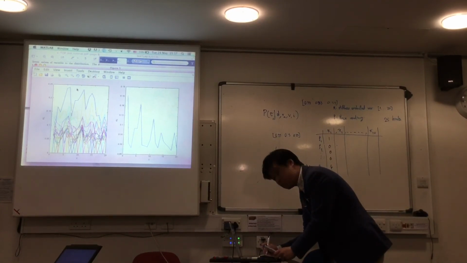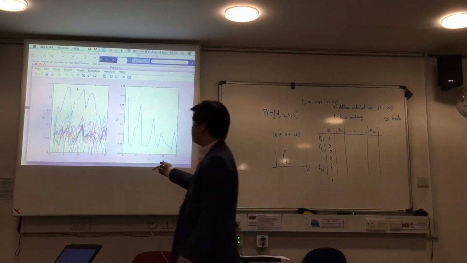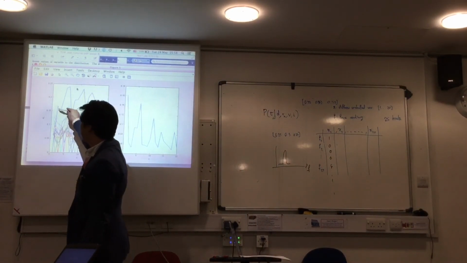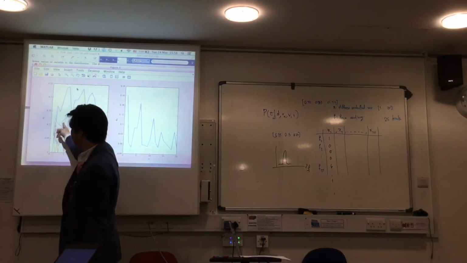Could you please explain again the right chart? How was it generated? It's just the mean of each one of those. Are you okay now? Clear? No questions?